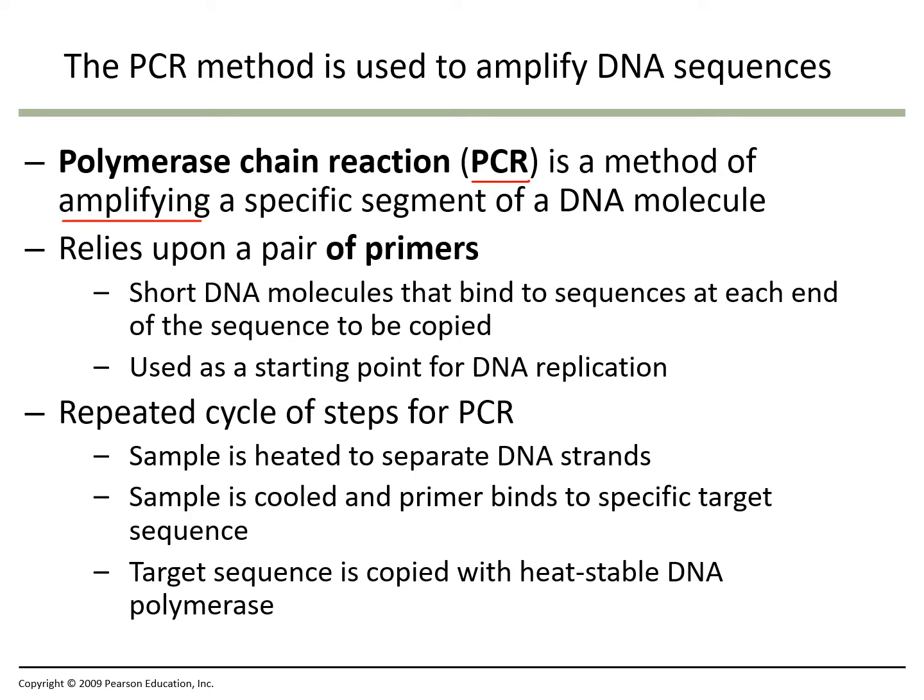The sample is heated to separate the strands of DNA. We talked about how the base pairs in DNA are held together with hydrogen bonds. Those hydrogen bonds are a weak bond, and so they're easily broken with high heat. So you heat the DNA to help those strands break apart, and then you cool it with the primer, which binds to the target sequences, and then they're copied with a heat-stable DNA polymerase so that they'll be able to copy it even though it's in the higher heat.